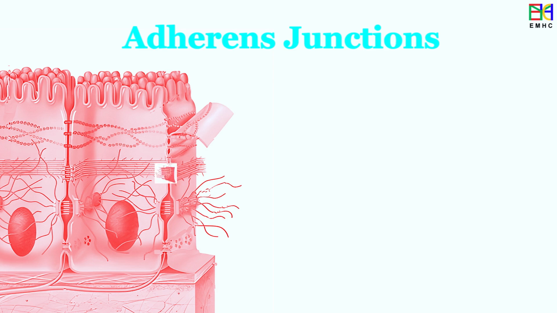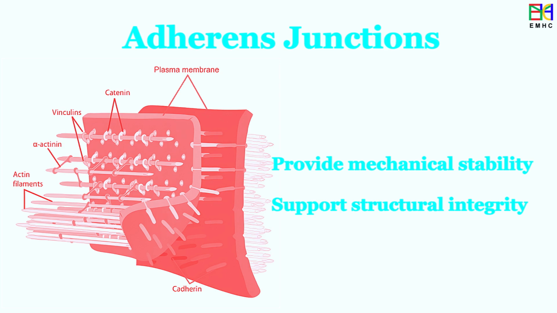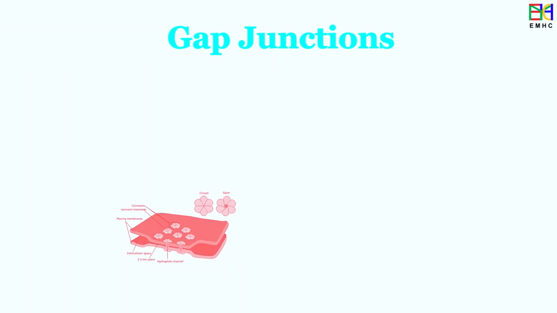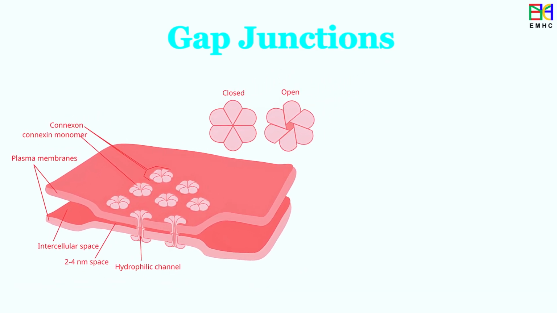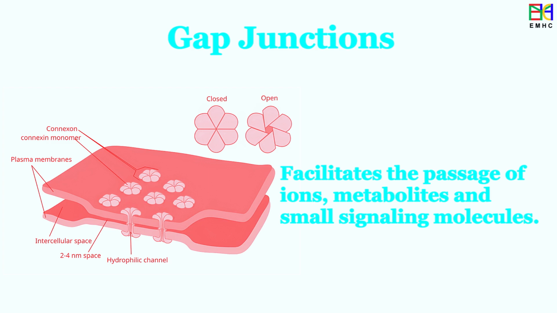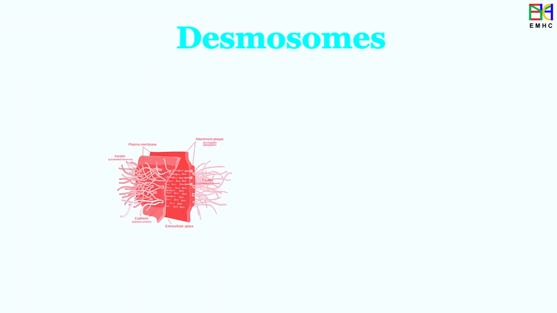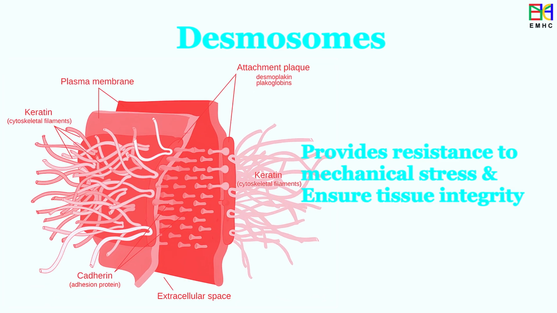Adherens junctions connect the actin cytoskeletons of adjacent cells such as in skin tissues, which provides mechanical stability and supports the structural integrity of epithelial tissues. Gap junctions consist of channels that enable direct communication between the cytoplasm of adjacent cells, such as in heart tissues, which facilitates the passage of ions, metabolites, and small signaling molecules for coordinated cellular activities. Desmosomes are robust adhesive junctions that connect intermediate filaments of adjacent cells, such as in the skin and heart tissues, which provides resistance to mechanical stress and ensures tissue integrity.